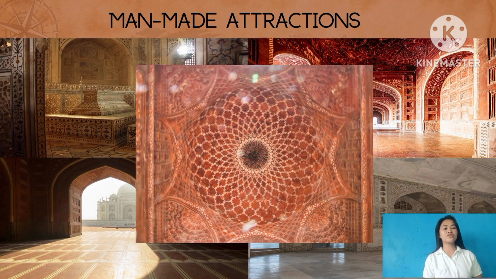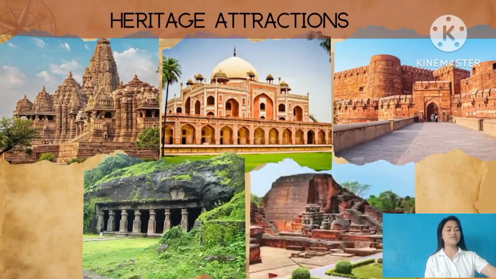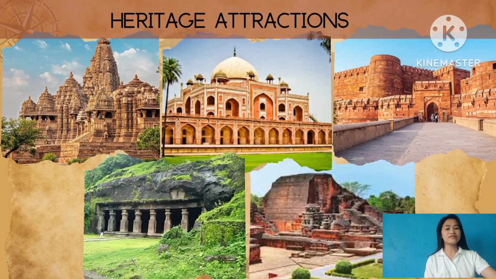Next, let's proceed to the heritage attractions. The first picture is Khajuraho, located in Madhya Pradesh. Next is Humayun's Tomb, located in New Delhi, the capital of India. Next is the Agra Fort, located in Agra, India. Next are the Elephanta Caves. Next is the Nalanda Mahavihara, Nalanda University.